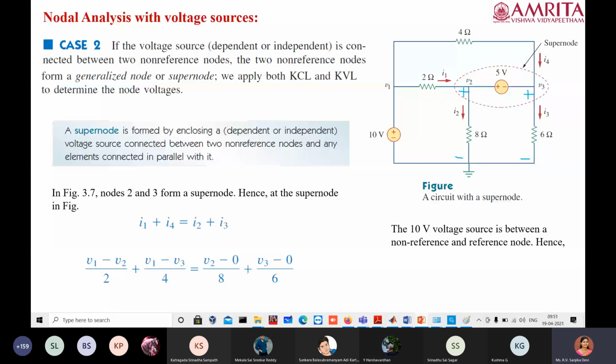Since V1, V2, V3 are already fixed, they have again given the current direction flowing downwards from V2. If it is flowing upwards, how do we write the current? Current will be 0 minus V2 divided by the 8 ohm. Current will always flow from one end to the other end, so you can take it to be the difference between the two voltages divided by the resistance.